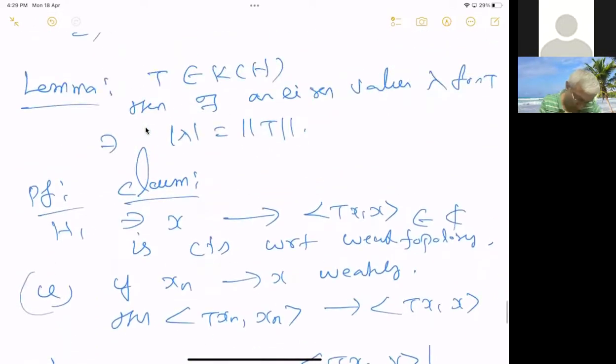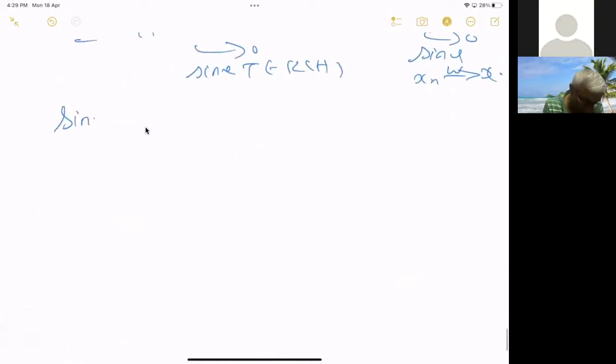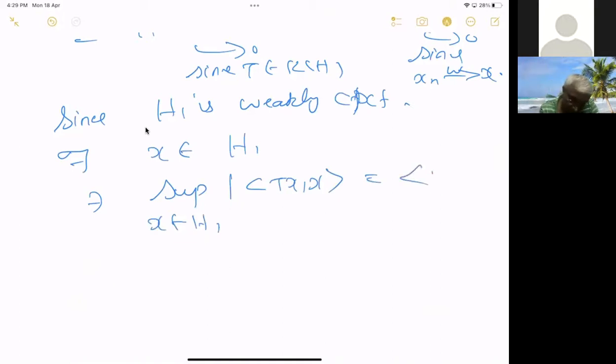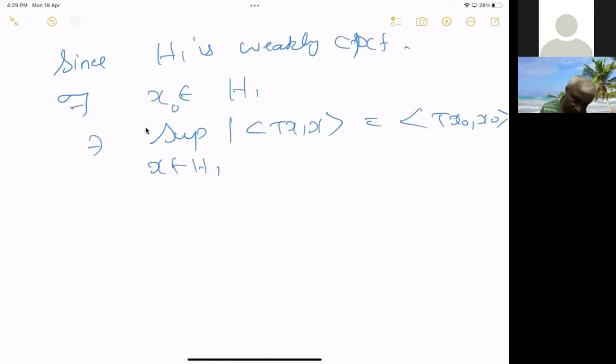So now I want to use this to prove the following. So this function is continuous. Since H1 is weakly compact, I mean, it's a compact metric space, there exists an x in H1 such that the supremum of mod Txx, x in H1, is equal to mod of Tx0 x0. The supremum is attained. I take the mod, that's fine.